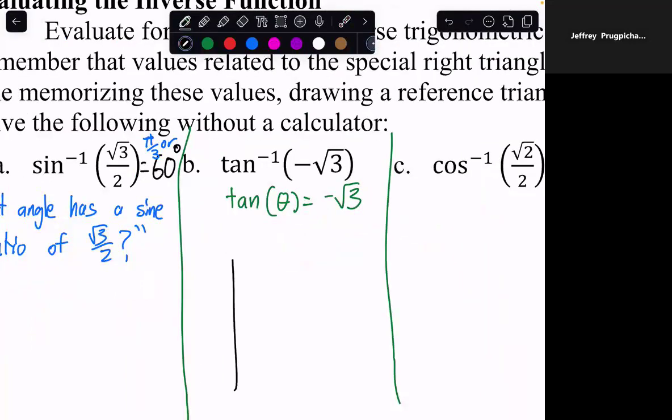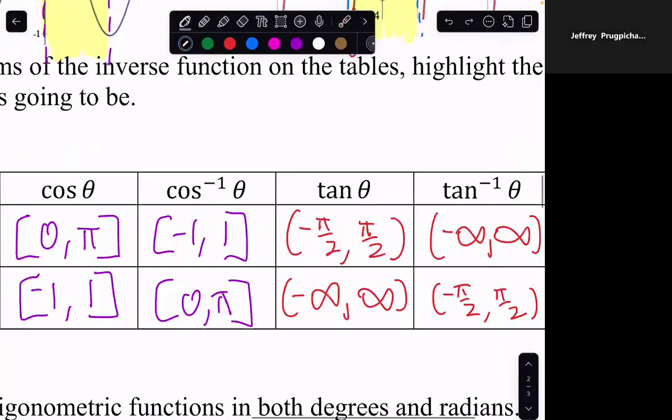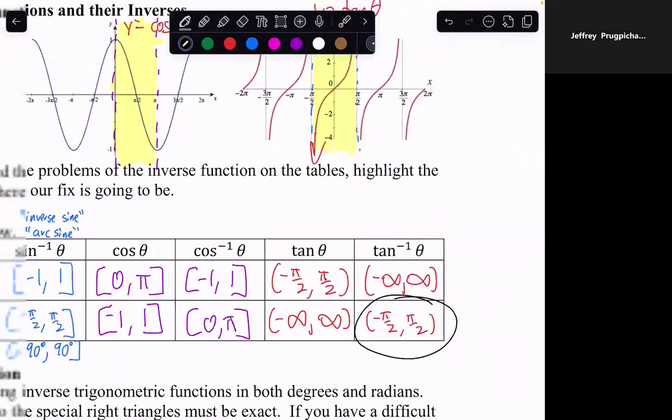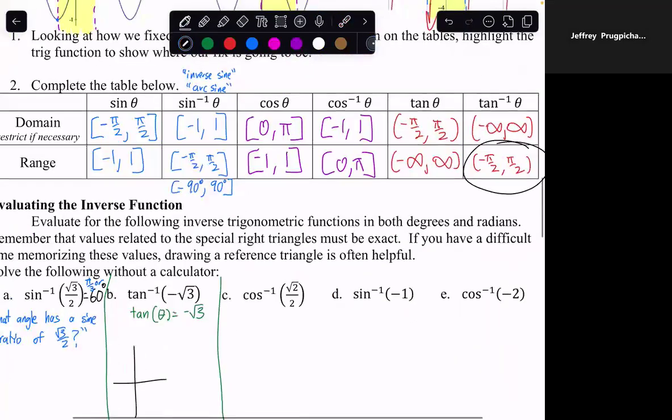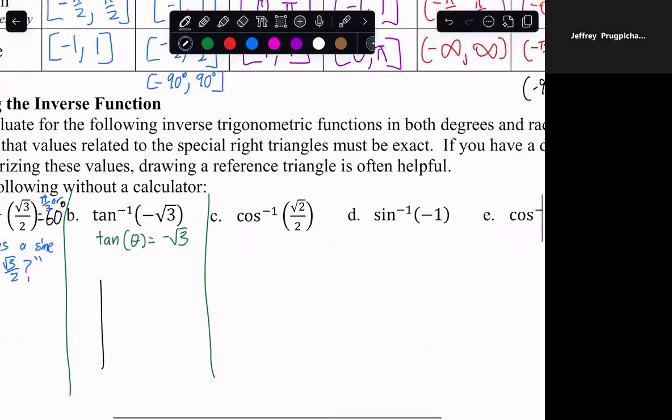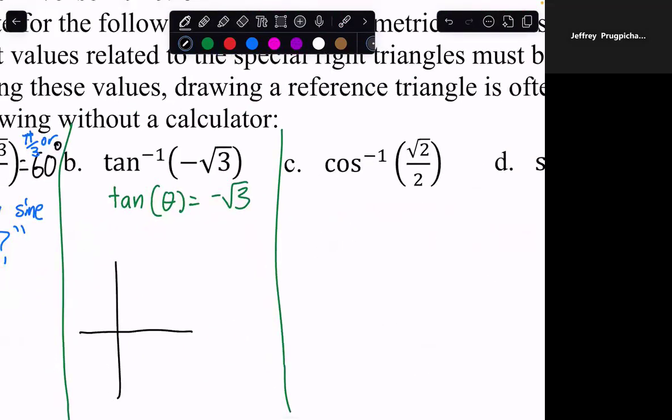Okay, so let's use the domain restrictions. Inverse tangent has to be between negative pi/2 and positive pi/2. Again, in degrees, that would be negative 90 degrees to positive 90 degrees. So we don't need the full unit circle then, right? Because negative 90 is here, positive 90 is here. So the answer has to be between them.